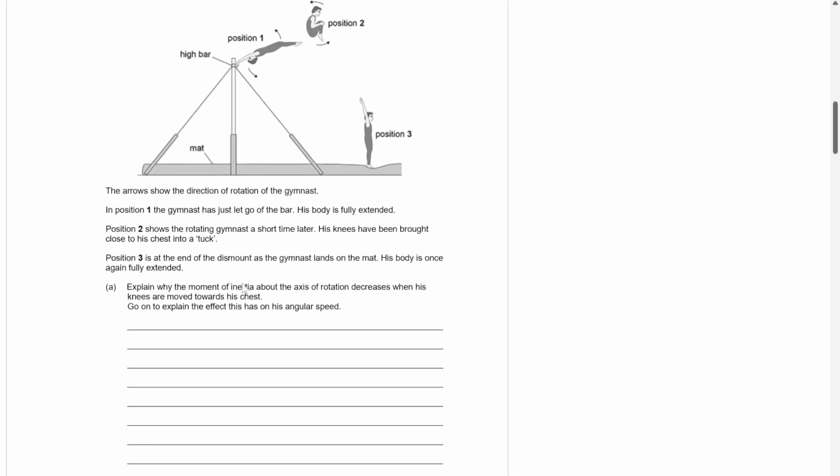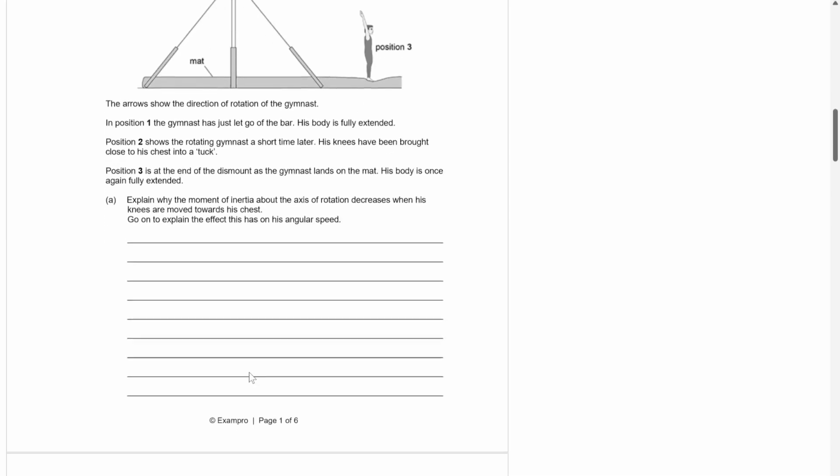So this is my hint here. It says the knees have been brought closer. That means the mass has been brought closer to the axis of rotation. So I has decreased, and what has happened to omega is it increases. All right, let's go to position 3. His body is once again fully extended, so I has increased and omega decreases.